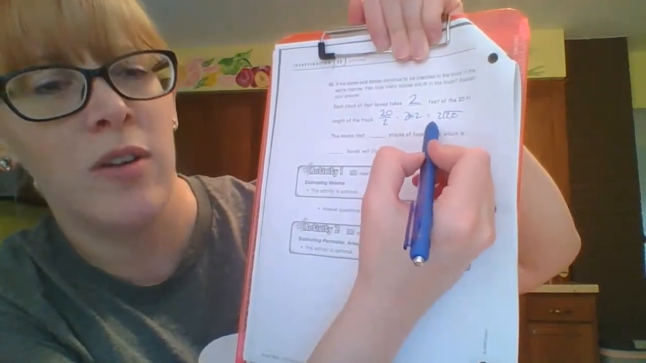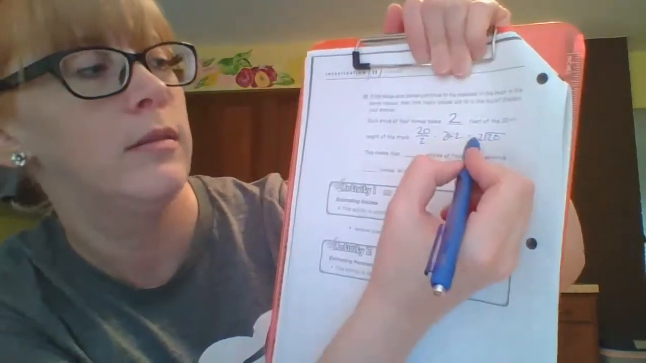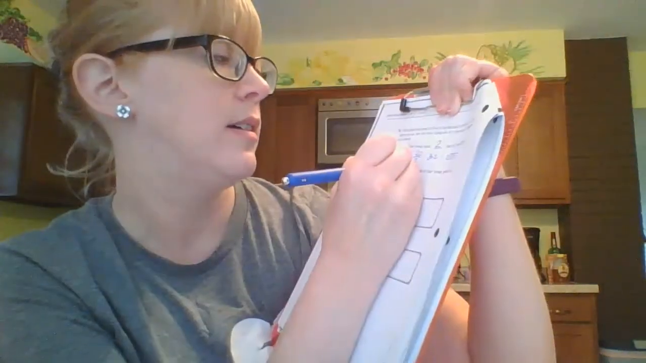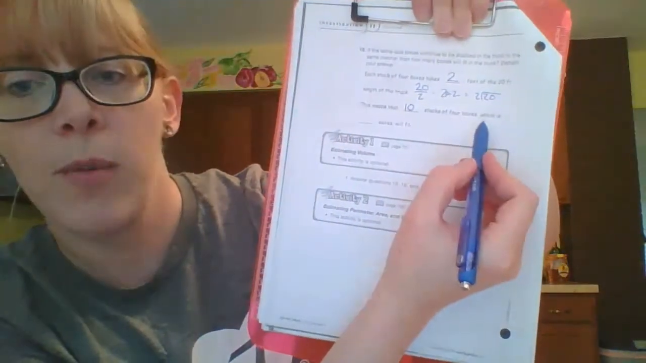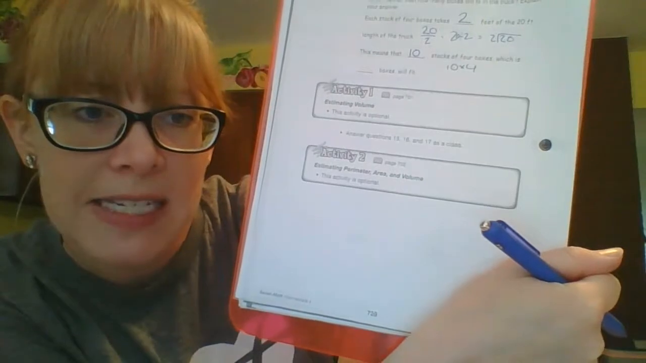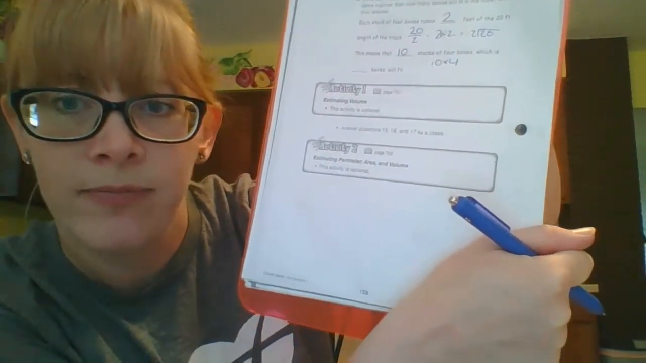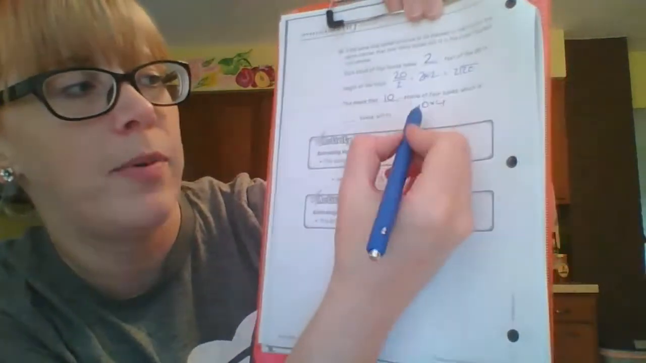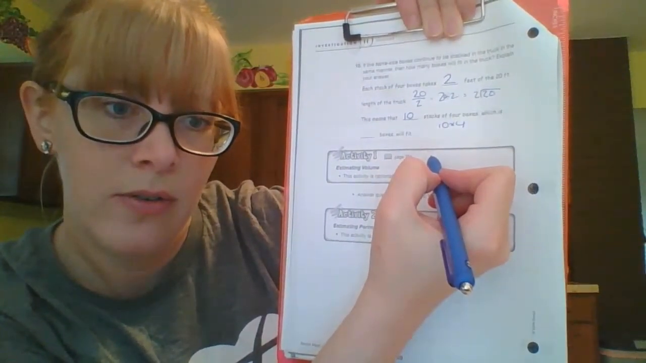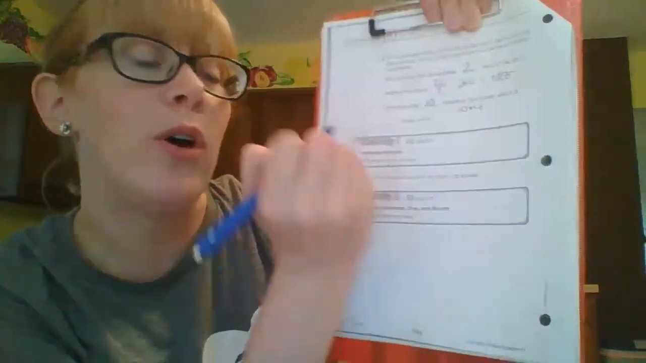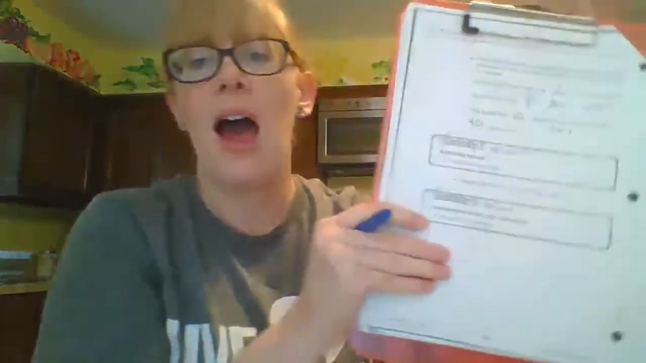20 divided by 2. 2 divided by 2 is going to be 1. Add my 0 on the end. 10 stacks of 4 boxes. So if there's 10 stacks of 4, how many total boxes are going to fit into my semi-bed? Identity property, 1 times 4 is 4. Add my 0. 40 boxes can be shipped in one shipment on that semi.